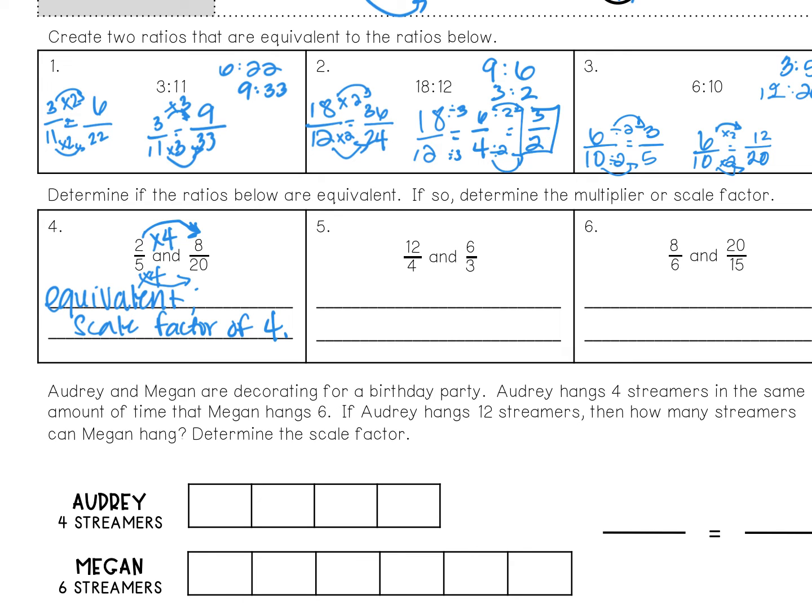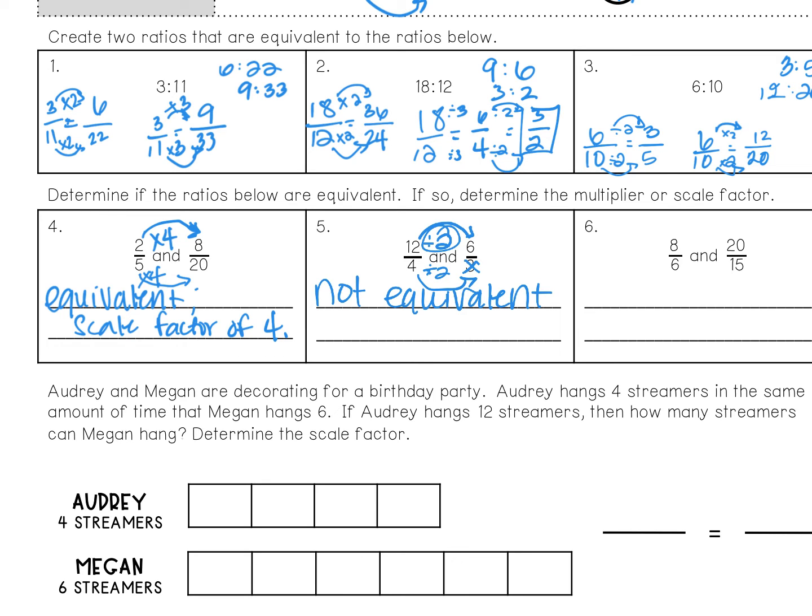And now on number 12, I want to know if 12 to 4 and 6 to 3 are equivalent. My first step, I want to know, can I go from 12 to 6? Since I'm getting smaller, I'm going to ask myself if I can divide 12 by anything to get to 6. And I know that 12 divided by 2 equals 6. So since I divided by 2 on top, I have to be able to divide by 2 on the bottom. So 4 divided by 2 is not 3. So these are not equivalent.